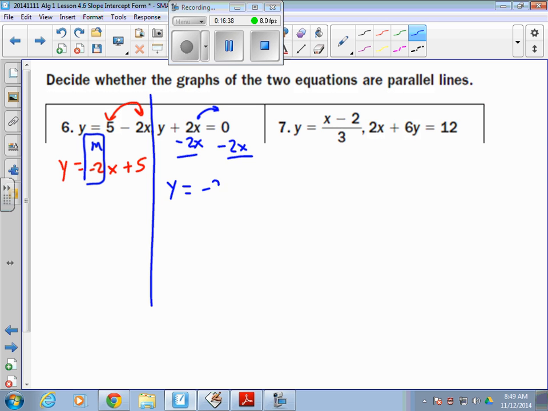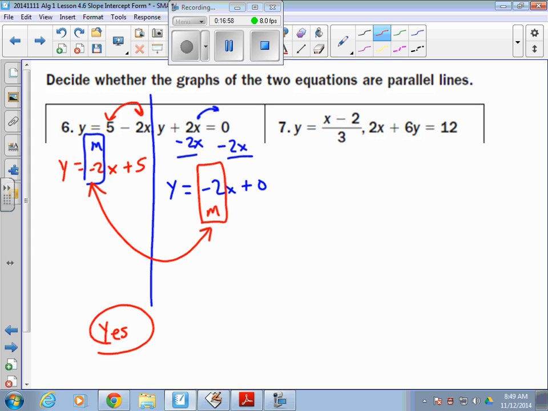Y equals negative 2x plus b would be plus 0. The m value for this one, the thing that's multiplying by x, is negative 2. Compare the two slopes. If they are exactly the same, then the lines are parallel. Both of them are negative 2. Therefore, the answer for number 6 is yes, they are parallel.